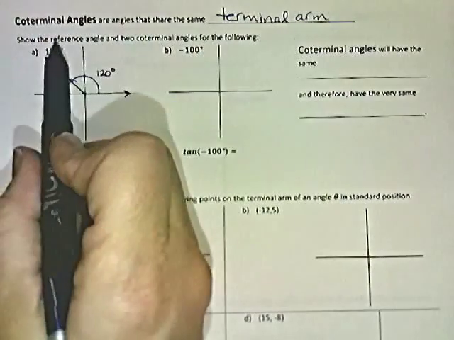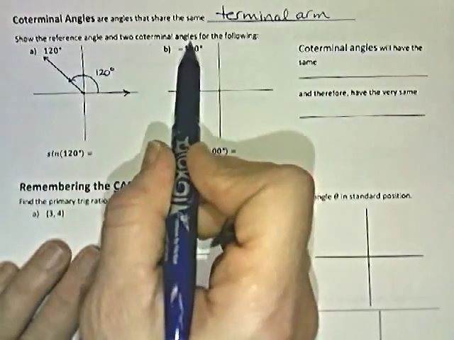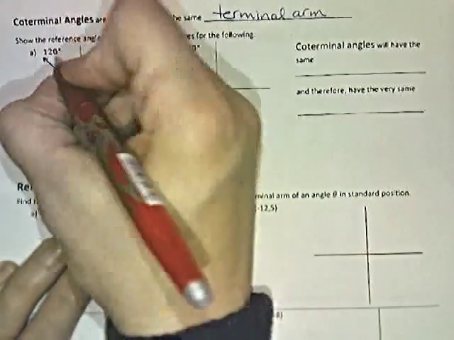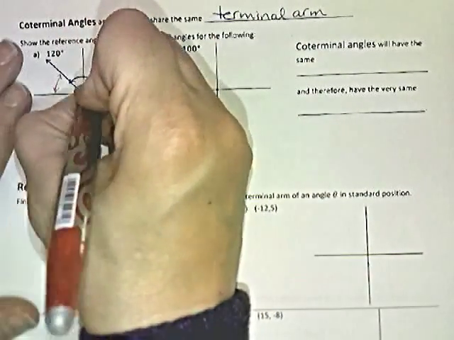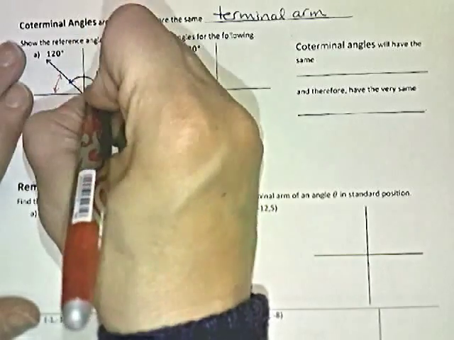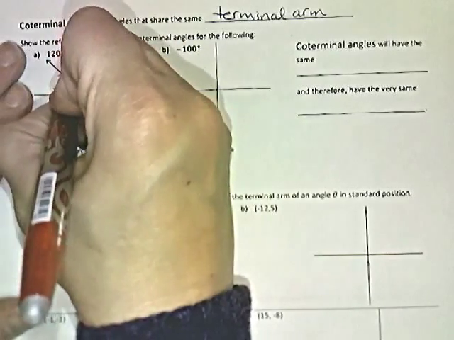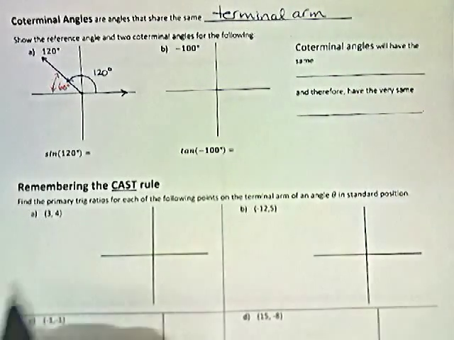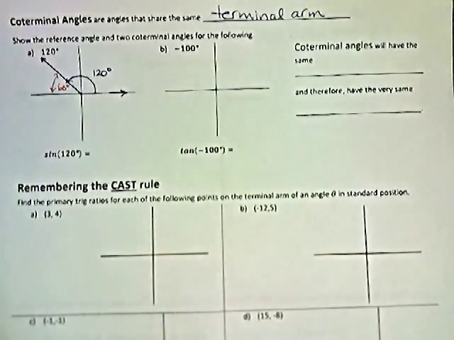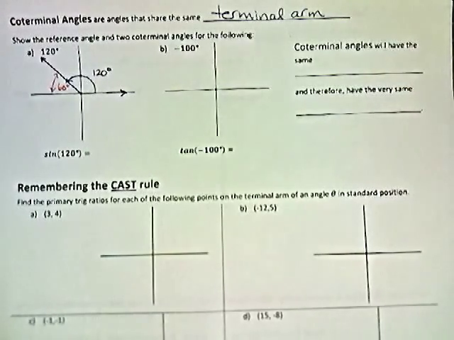I'm supposed to find the reference angle and two coterminal angles. So we already know the reference angle is this angle here, back to the x-axis. So my reference angle in that manner would be 180 degrees except for my 120, so that's a 60 degree reference angle. A coterminal angle. Well, my coterminal angle means that I need to land another angle on that very same terminal arm.